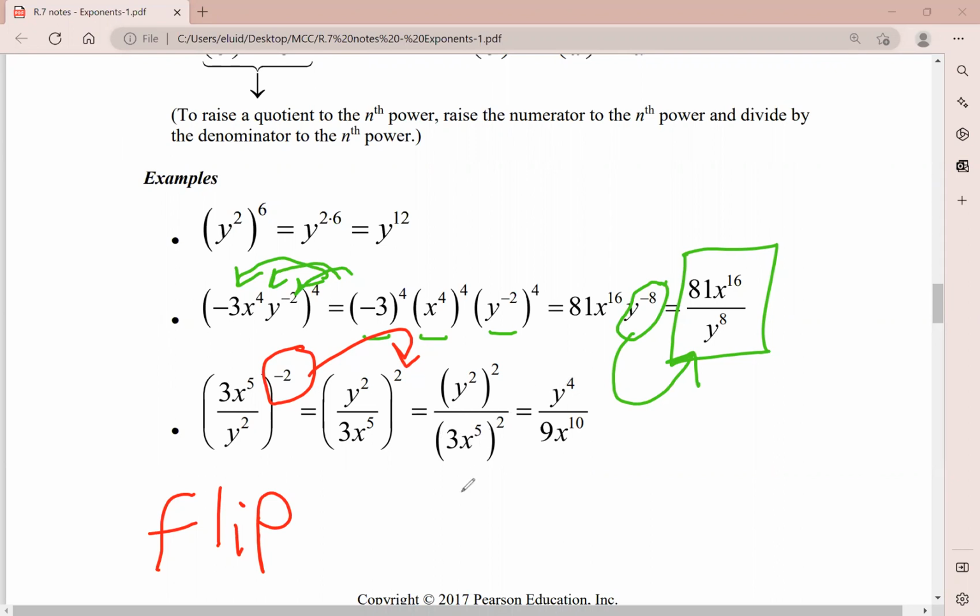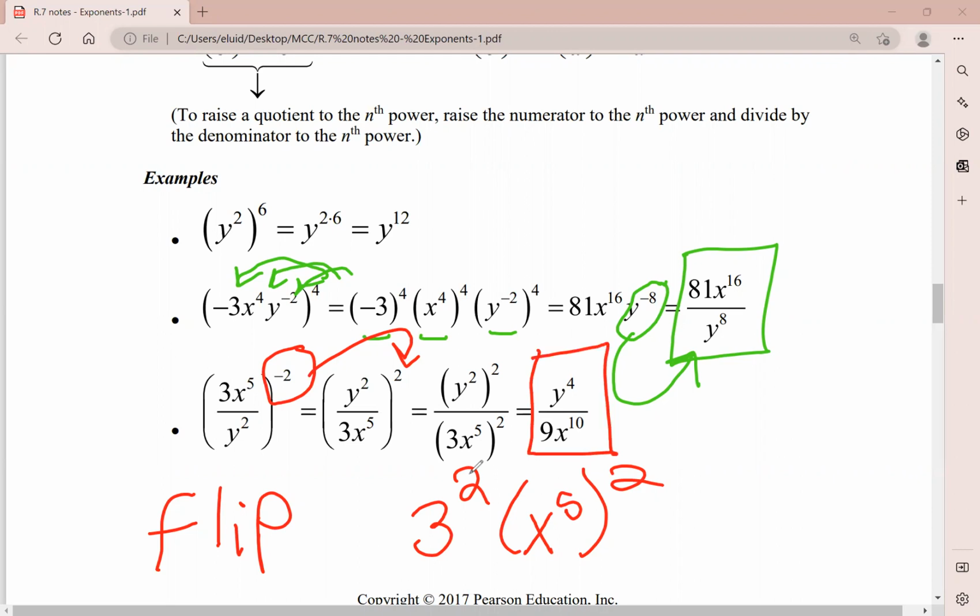3x to the 5th, all squared. Now keep in mind what's happening here is the 3 is getting squared and the x to the 5th is getting squared. So just be careful that you're not doing 3 times 2 and writing 6. The 3 is a coefficient number. We just want to actually square that one. Whereas if you had an exponent like x to the 5th squared, that's where you would multiply the exponents. So you're squaring the number and then multiplying the exponents. So 3 squared becomes 9, x to the 5th squared, because 5 times 2 is 10, we get x to the 10th. And here's our final answer with all positive exponents, y to the 4th over 9x to the 10th.